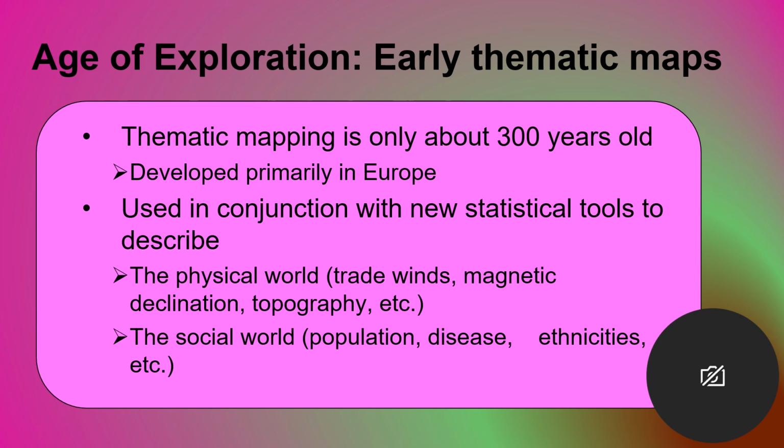Thematic mapping is only about 300 years old, and was primarily in Europe, in conjunction with new statistical tools to describe the world. The physical world, the trade winds, the magnetic declination, topography, etc. were shown in these thematic maps, and also the social world: population, disease, and ethnicities, etc. We use thematic maps a lot nowadays.